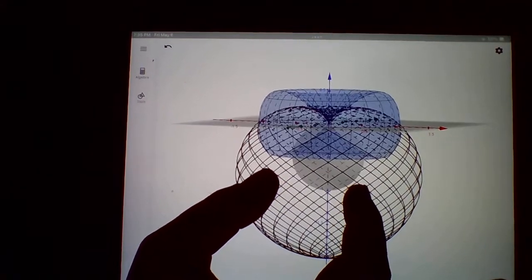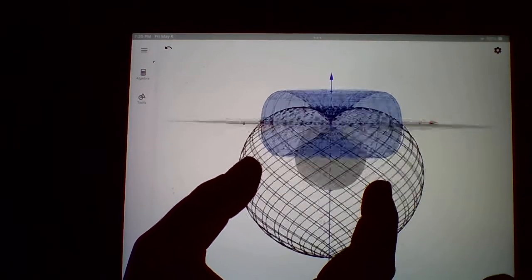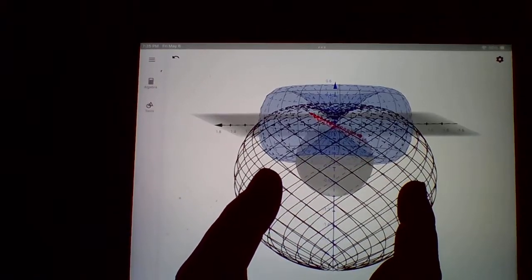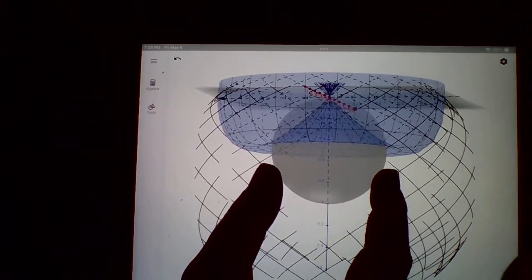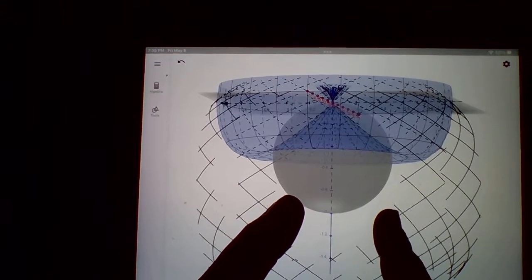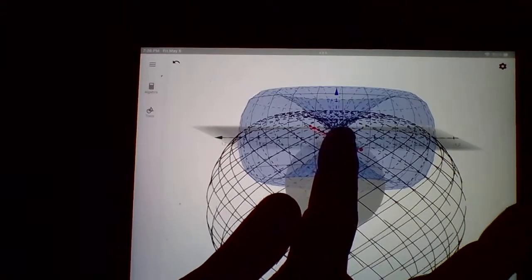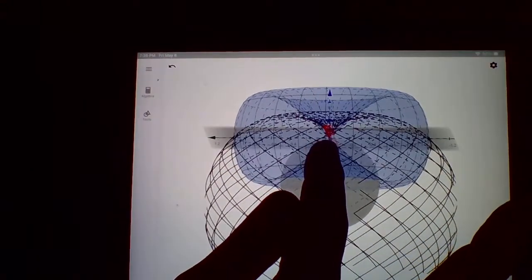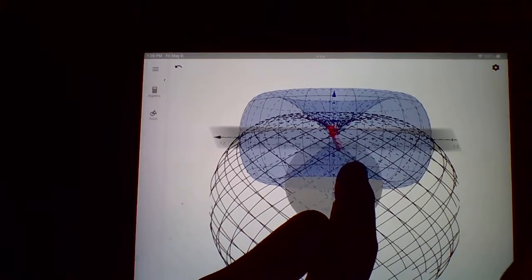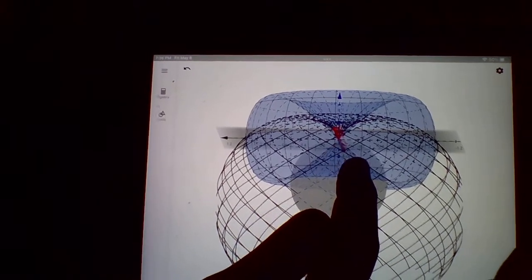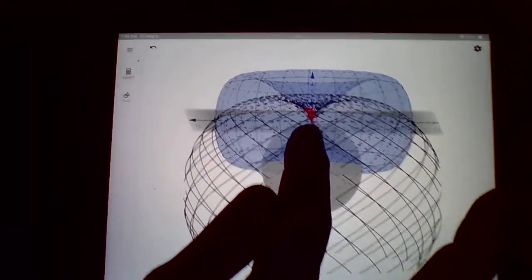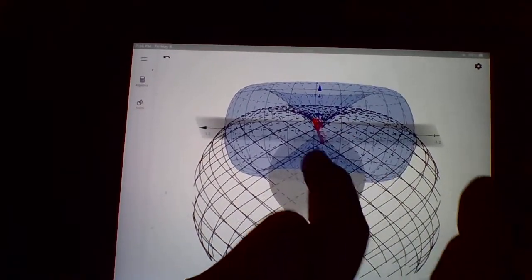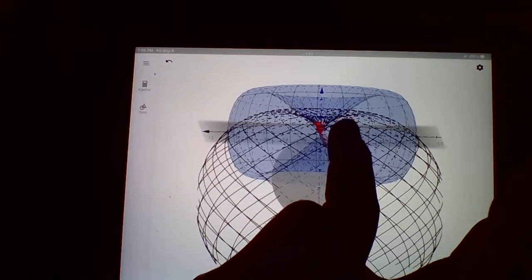But then what happens is that the outside surface slips through here and becomes the inside surface, becomes the other surface, the antimatter surface. And then it's the antimatter surface for a whole rotation.